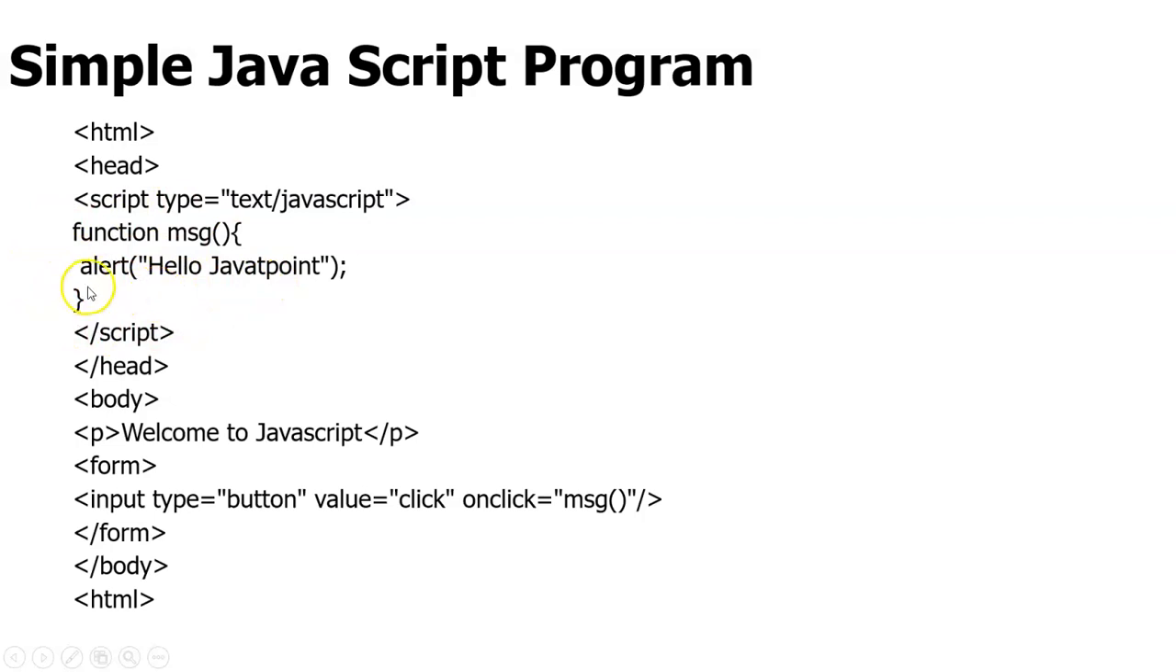So this is a keyword, and this is a function. An alert box will appear with the alert text. This is how the simple JavaScript program works. Scripting goes inside the script tag, script opening and script closing. This script can be written inside the head as well as inside the body.